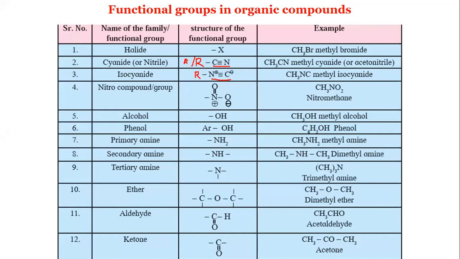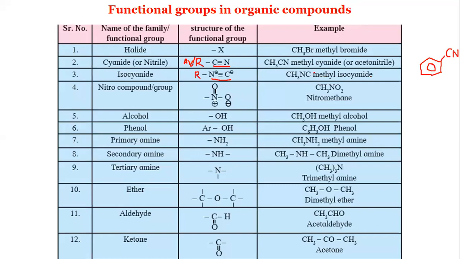Aromatic cyanides are also there if the cyanide group is attached to the benzene. So what will be the name? Anyone can tell me? This is called cyanobenzene. Cyanide is there. But remember the change between cyanide and isocyanide: in case of isocyanide, there is a bond between R and N. So the same examples we can write.